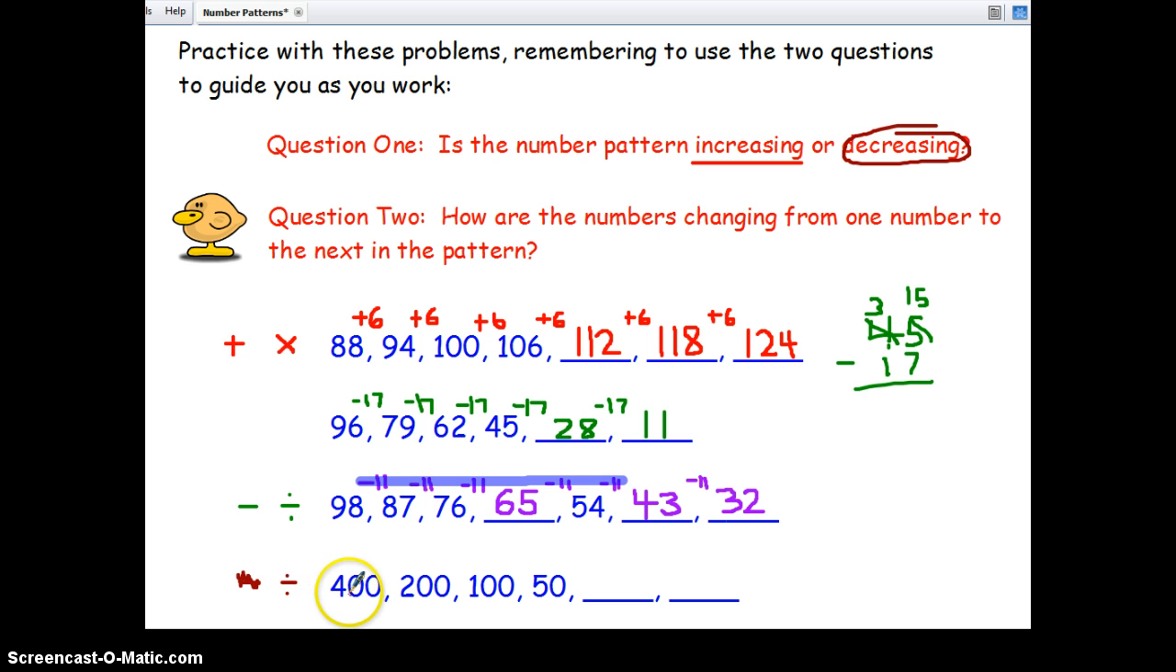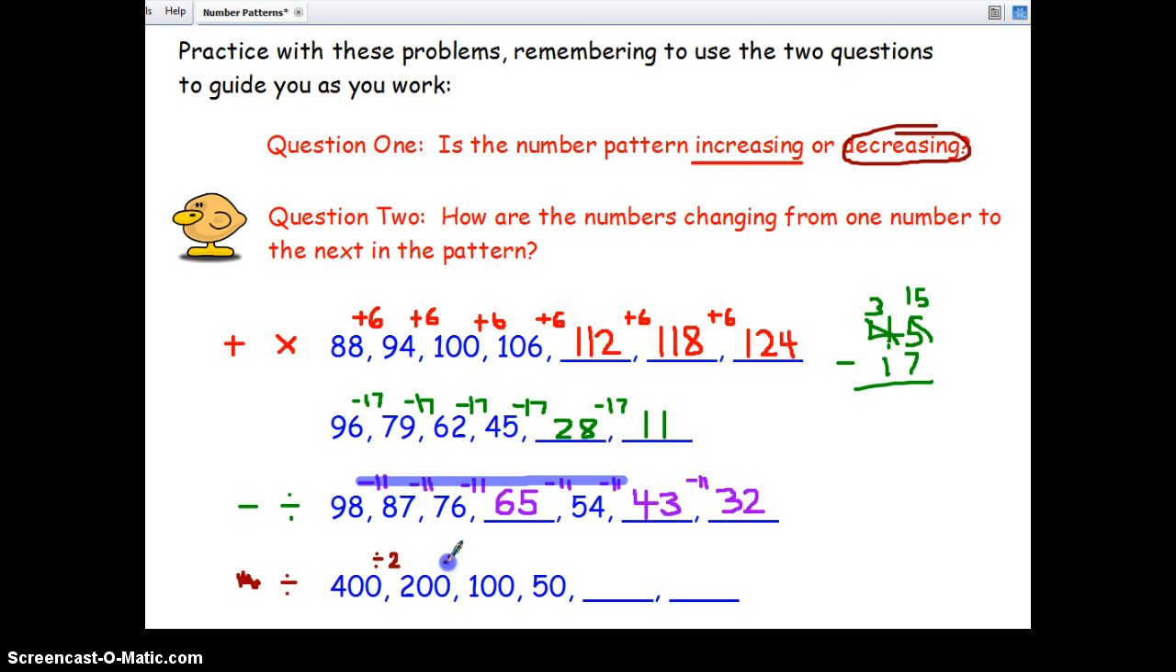Uh-oh, how do I divide such a large number? 400 divided by what gives me 200? Okay, well, let's think through this. 400 and 200. I know if I take 400 and I split it in half, I get 200 each. So when I split things in half, that means the same thing as what, guys? Divide by 2. So I'm going to divide by 2 here, and let's see if it continues working. 400 divided by 2 equals 200.